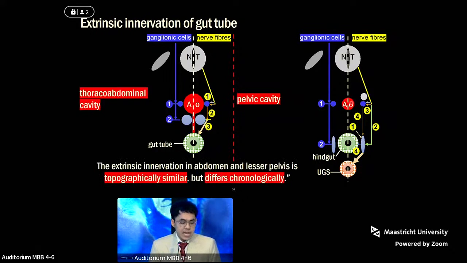So in conclusion of this part, the extrinsic innervation of both the abdomen and the lesser pelvis is topographically similar, but differs chronologically.